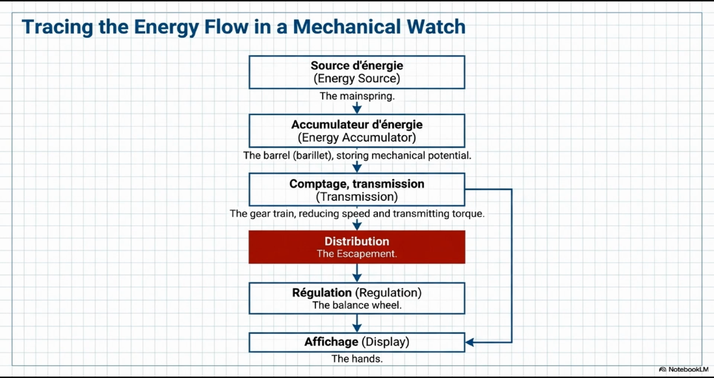Stage 2: the energy accumulator. This is the barrel, le barrelet, the cylindrical housing that contains the mainspring. The barrel manages the torque profile delivered to the gear train, smoothing the sharp torque peak that would otherwise occur at full wind. Stage 3: the gear train transmission.